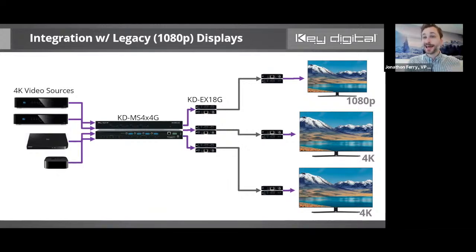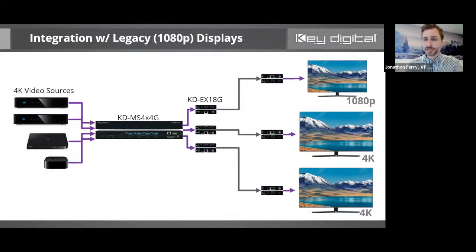feature. And there are some competitors that do this now in their matrix switchers, but you have to pay for that feature as a whole if you buy those products, and they're not cheap. Meanwhile, Key Digital, where we have a full solution of AV connectivity, we're able to do this on the EX18Gs. And what does that mean for you? You could add this feature where you need it, just where you need it.